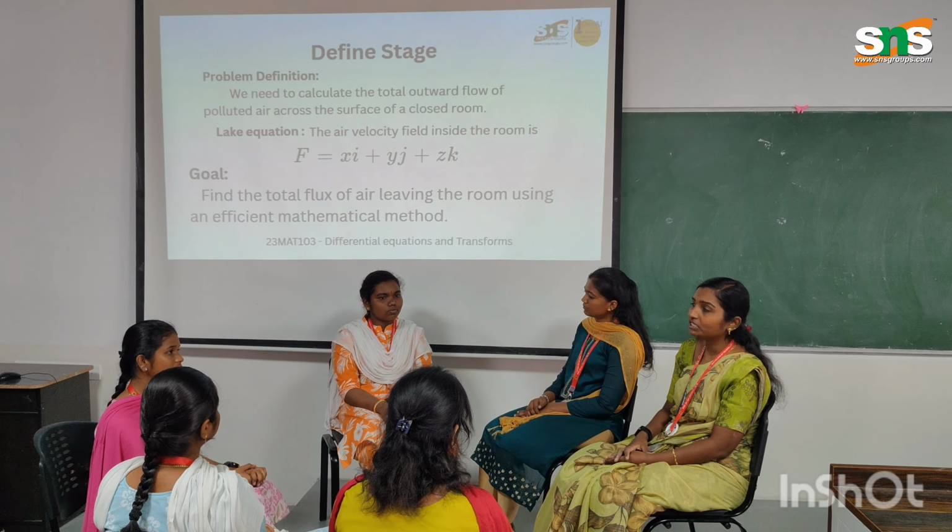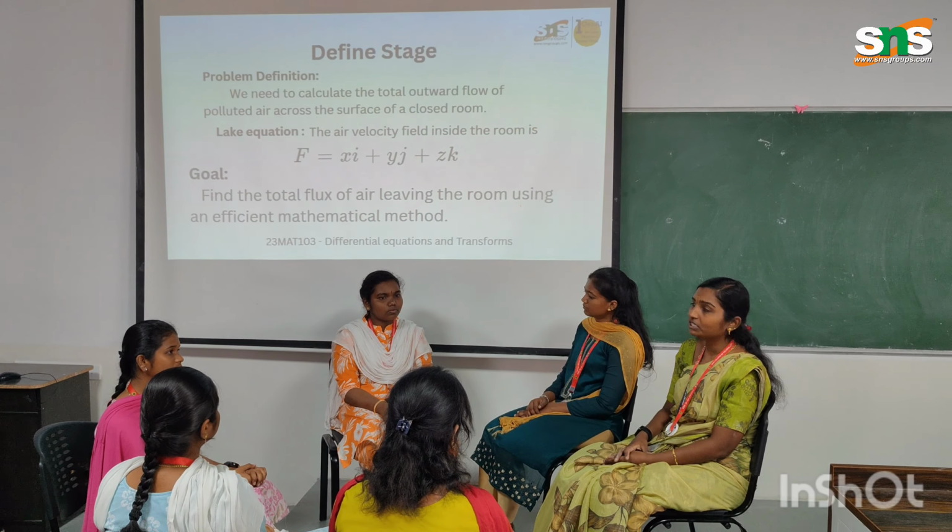In that we have an equation. What is the equation? How will you calculate the air velocity field inside the room? We can calculate it using unit normal vectors. So what are the unit normal vectors along all three axes? Along the x-axis it is the i vector, along the y-axis it is the j vector, and along the z-axis it is the k vector.